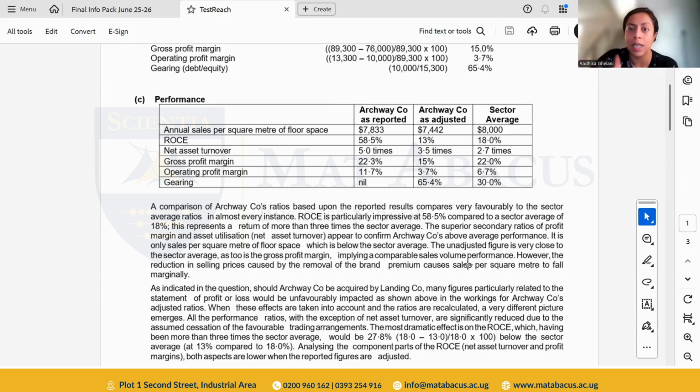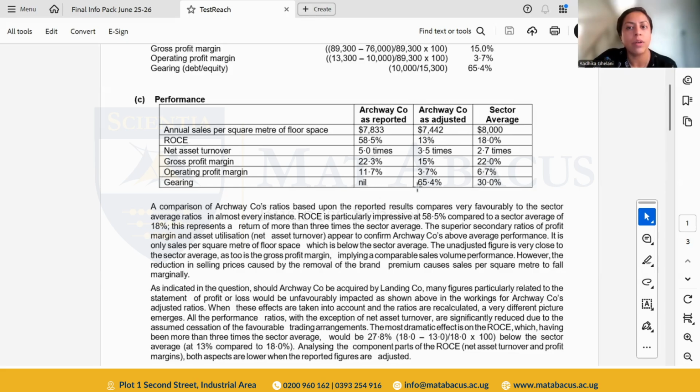This means that the sales of Archway, as reported based on the original figures, seem to be around the sales of the sector. However, the reduction in selling prices caused by the removal of the brand premium causes sales per square meter to fall marginally. If you look at the adjusted figures, the annual sales per square meter has fallen to 7,442.